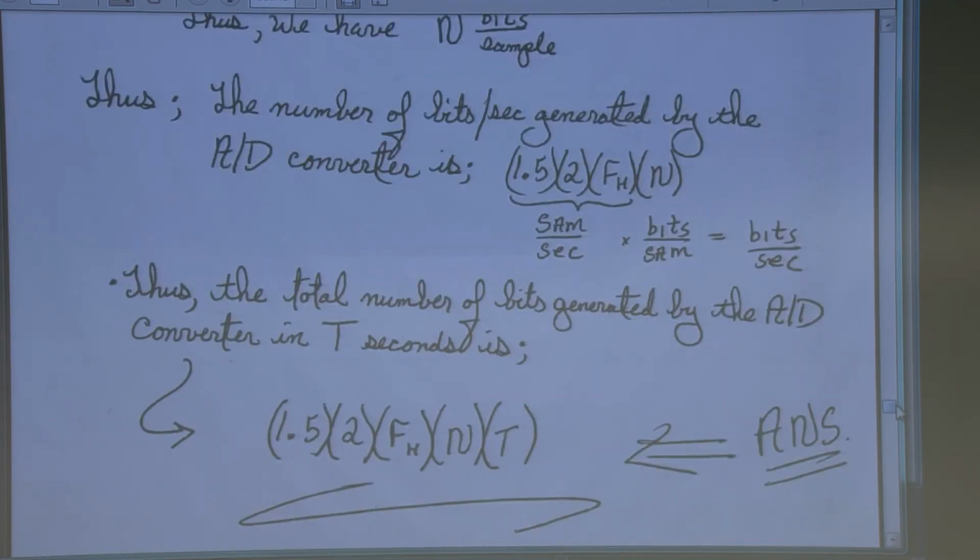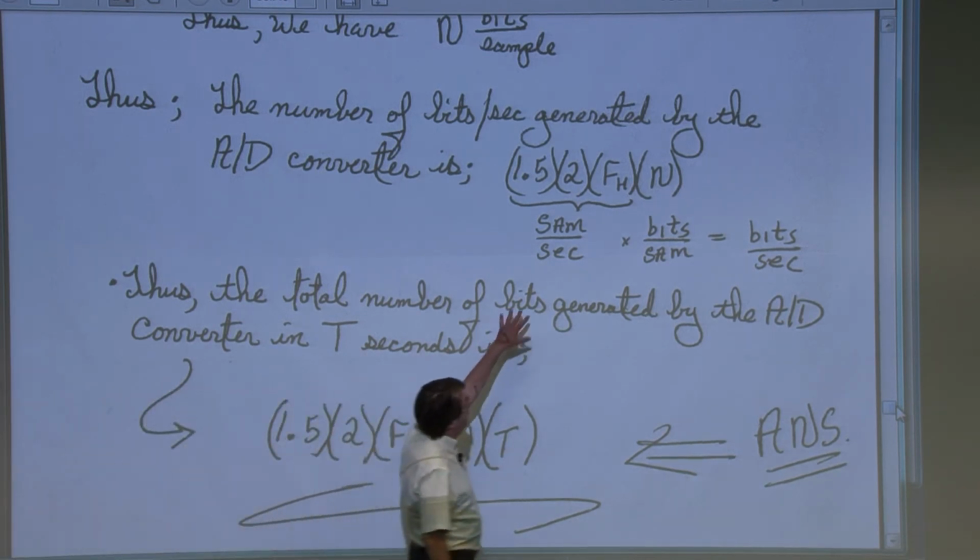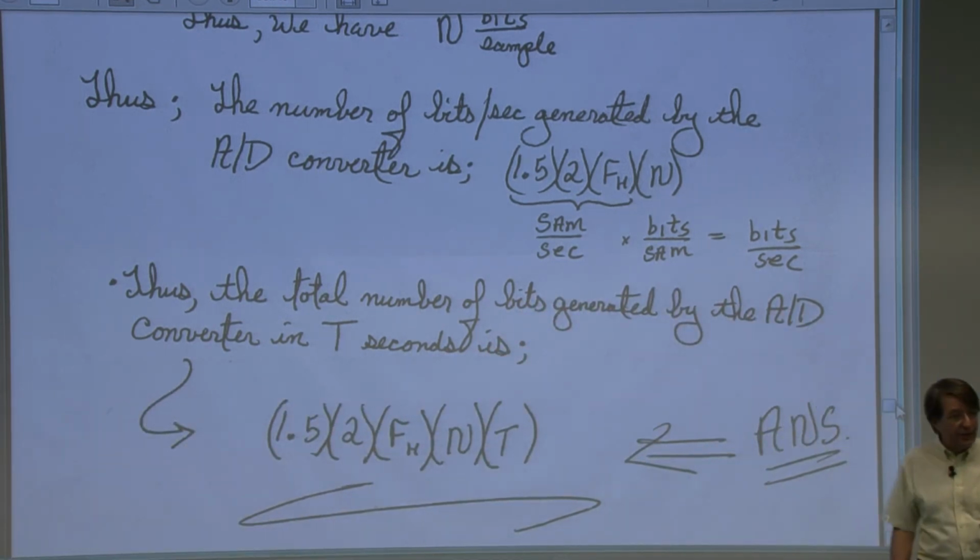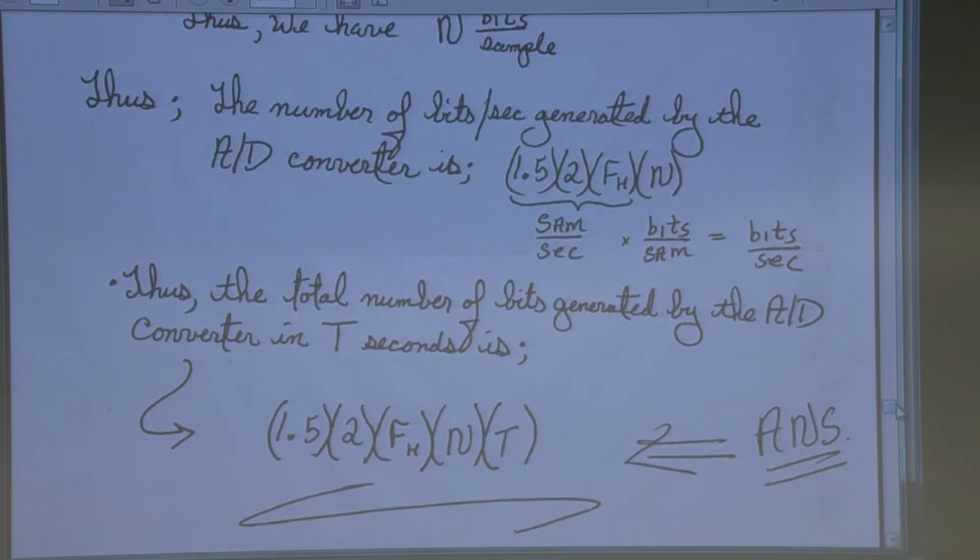Okay. So if you just follow the units, a problem like this works so nicely with units, my colleagues. We got 1.5 times 2 times f sub h, samples per second, times n, bits per sample. That gives me bits per second. Perfect. And I'm asked to find out how many bits are used to represent an audio recording of capital T seconds. Well, T is in seconds. So multiply what we got, bits per second, times T seconds. I'm going to get bits, and that's it.